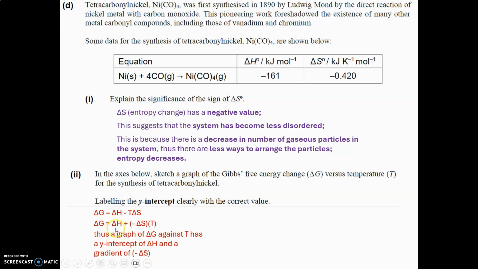And this is c. c is my y-intercept. In this case, it coincides with my standard enthalpy change. So this is how the graph looks like. You are required to show a positive gradient and to label the y-intercept as negative 161 kilojoules per mole.